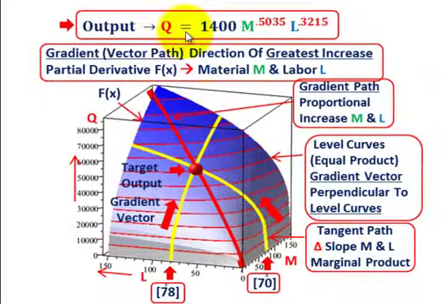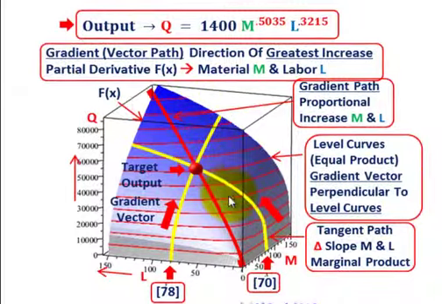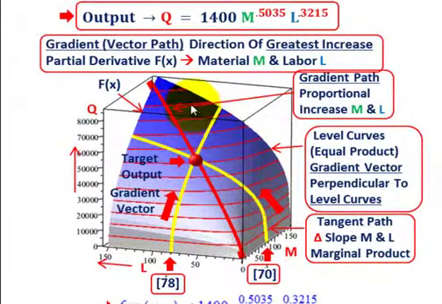Okay, now for our calculation. So this is our production function. The gradient, or the vector path, remember, is the direction of the greatest increase. And we determine that by taking the partial derivative of our production function with respect to material and labor. So for our production function shown, we'll review that again. The gradient path, that's the red line I'm showing, is the direction of the greatest increase.